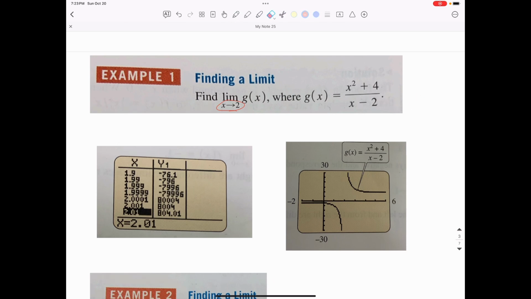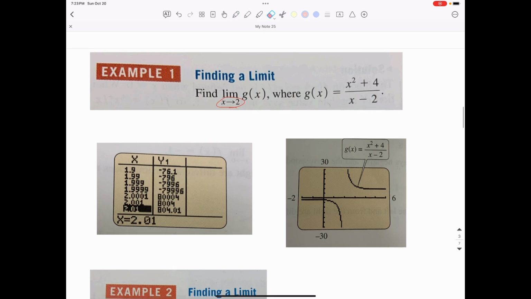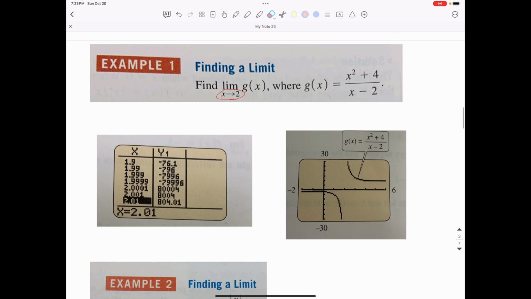So right now we're just going to plug in numbers that are very, very close to 2, and I'm not going to spend the time doing the algebra for that in the video because you're a calculus student and hopefully you know how to do that by now. So we'll just look at these charts here. So notice that when we plug in 1.9, we get negative 76.1, and when you get closer to 2 from the left side, like 1.999, we get an actually large number, negative 79,996.